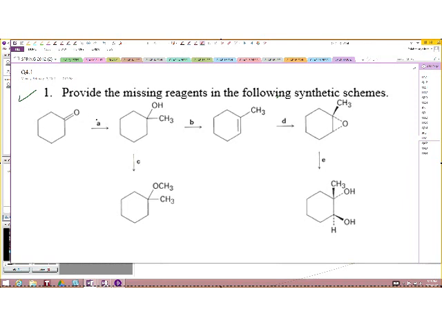The first one. What do we need to do here? We want to go from a ketone to a tertiary alcohol. So what reagent do we need? Grignard? Okay, very good. The Grignard you need depends on what you need to attach to this carbon here. In this case, it is a methyl group. So therefore, you need a methyl Grignard. Very good.